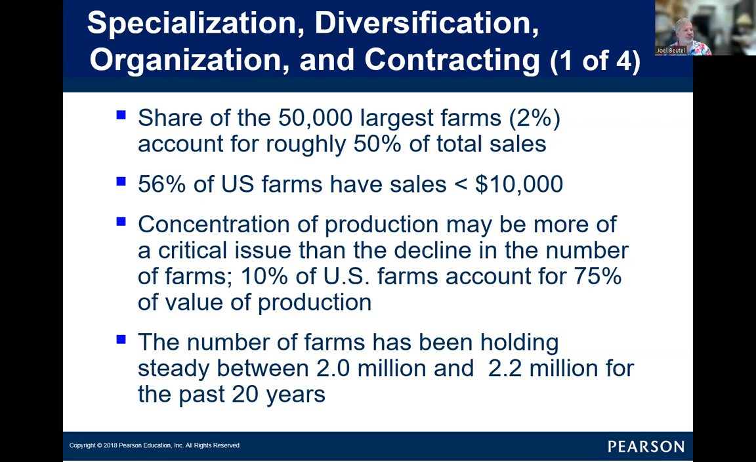The concentration of production may be more of a critical issue than the decline in the number of farms. 10% of U.S. farms account for 75% of all the production, right? And the number of farms has been steady for the last 20 years, between 2 and 2.2 million in the U.S.